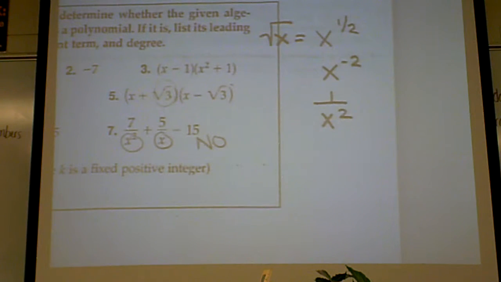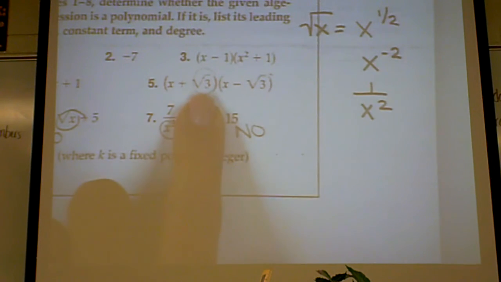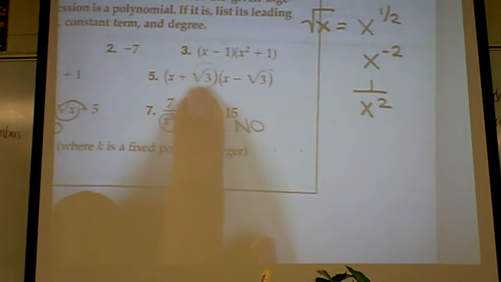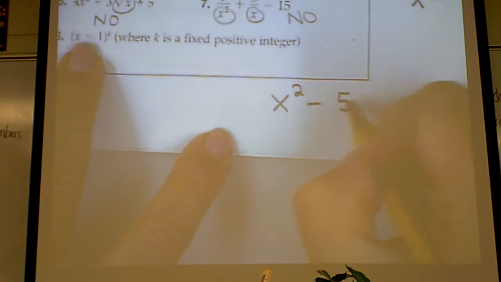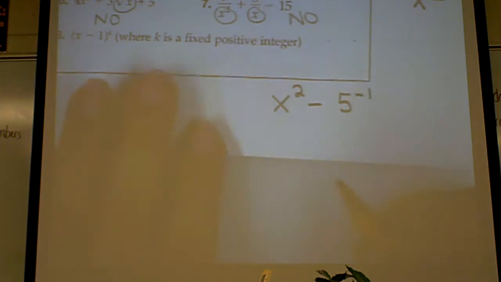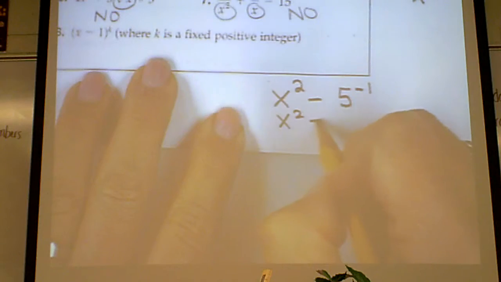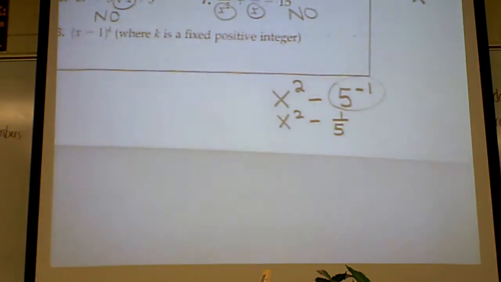Now, look at question 5. 5 is cool. You can have numbers underneath radicals. You could have something like this. You could have negative exponents as long as it's with a number, because this means x squared minus 1/5. You guys should know what this means.